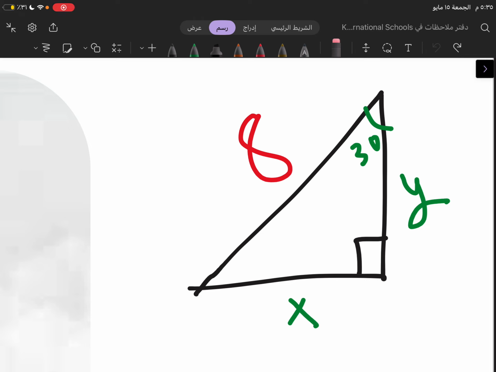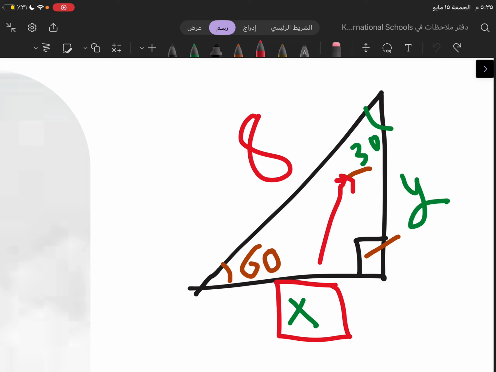I will start with 30, 90. The 60 is not written, no need to write it, but it is included. How do I know? If I have 30 and 90, the other is 60. If I have 60 and 90, the other is 30. Now, what is the smallest side here? This is my question for you. The smallest side is x. How do I know? Because it is opposite the 30 angle. Are we good?